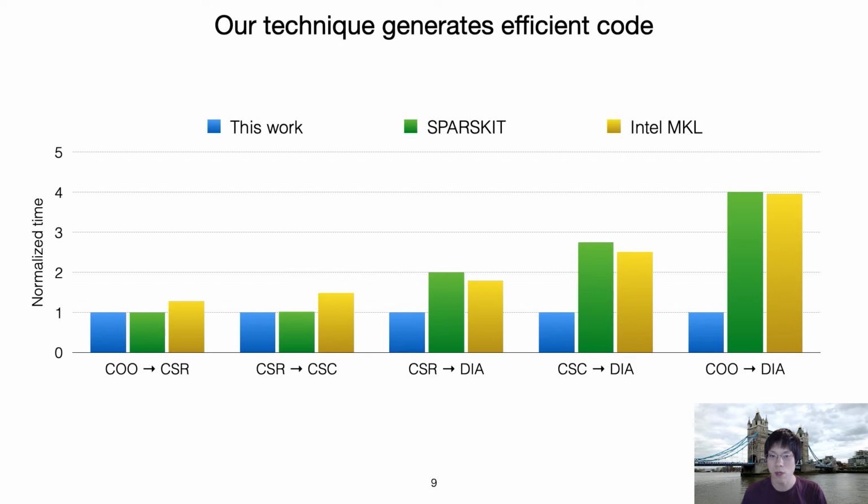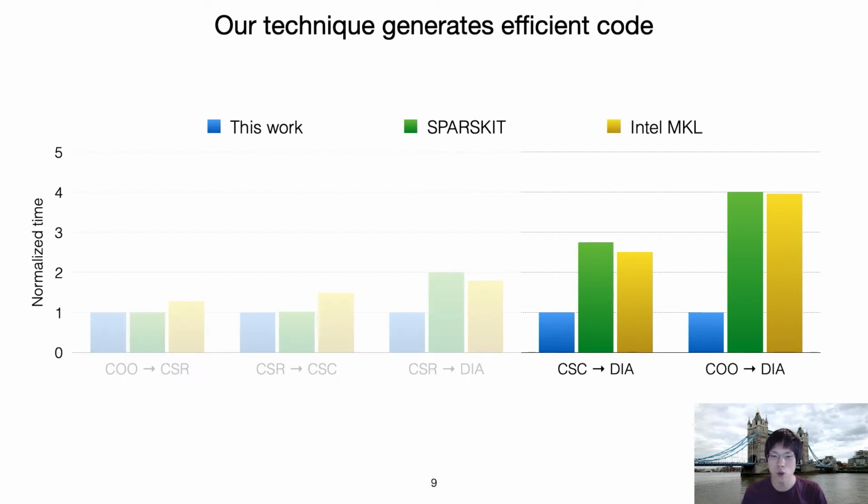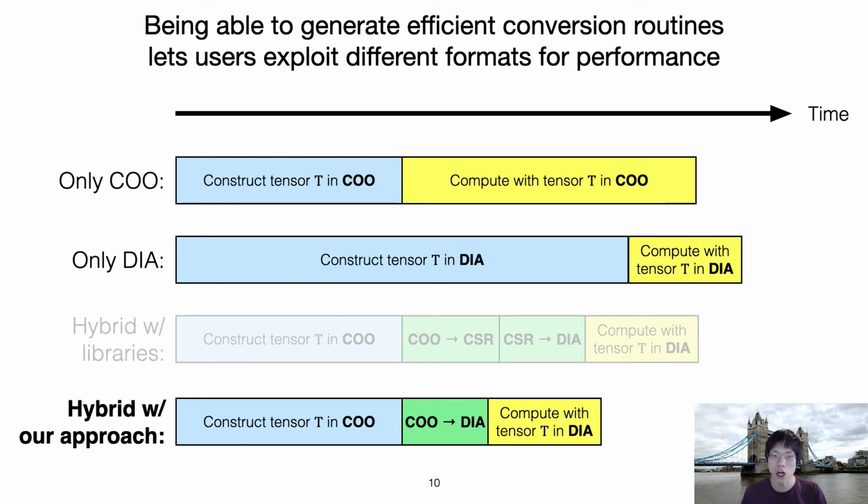To demonstrate this, we measured the performance of code generated by our technique and compared them against two widely used sparse linear algebra libraries, namely SparseKit and MKL. The results here show average normalized execution times across a set of test tensors, so the lower the better. And as we can see, code generated by our technique has comparable if not better performance than both hand-optimized libraries. This is especially true for combinations of source and target formats that aren't directly supported by the other libraries, and this is simply because our technique can generate code to perform those conversions without requiring any CSR temporary. As such, our approach minimizes the overhead of converting tensors between arbitrary formats.